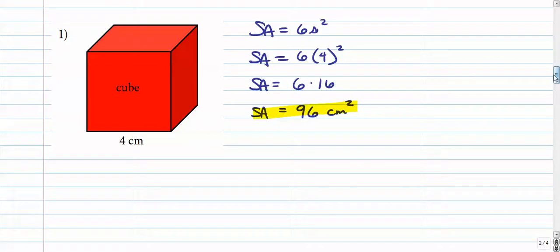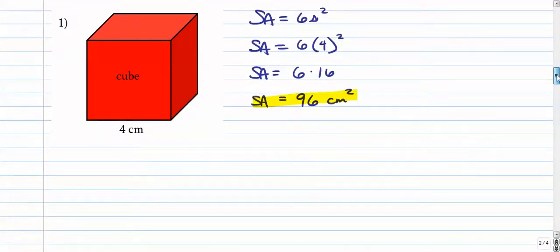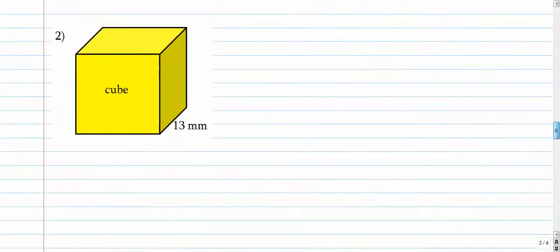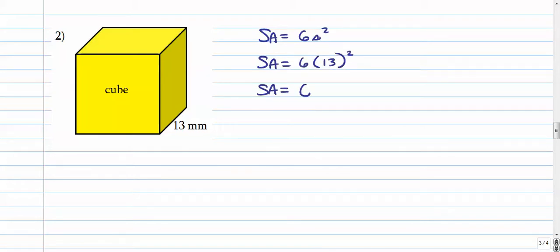A little more difficult for the rectangular prism, because the length and the width and the height could be different. Number 2, surface area of this cube, 6s squared. So it's 6 times 13 squared, 6 times 169. So 6 times 169 is 1014. And that's it.